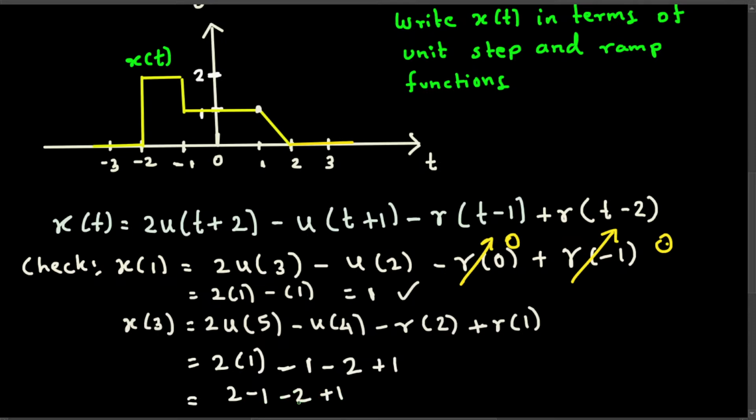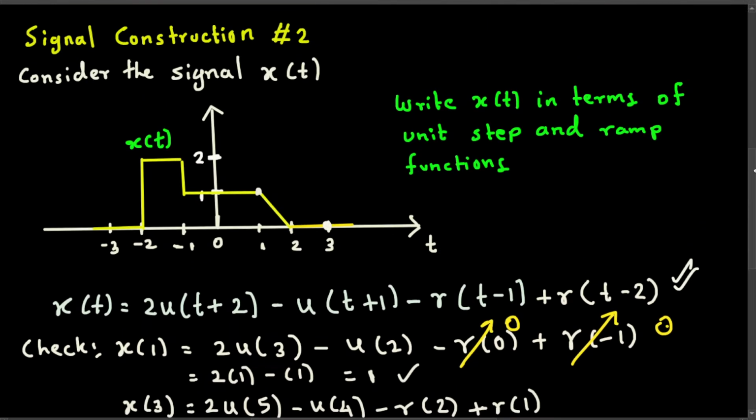So 2 minus 2, that's 0. Plus 1 minus 1, that's 0. So these two cancel, these two cancel. So this is 0. So at x of 3 we have to get 0. x of 3 is right here, and here we are seeing this is 0. So that means this is also right. Therefore the answer we derived is right. Okay, and that's how we do signal construction.